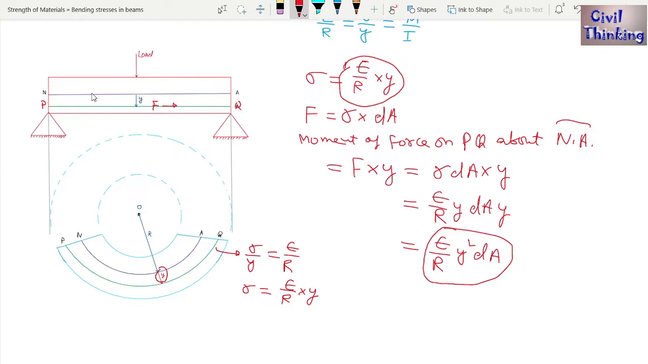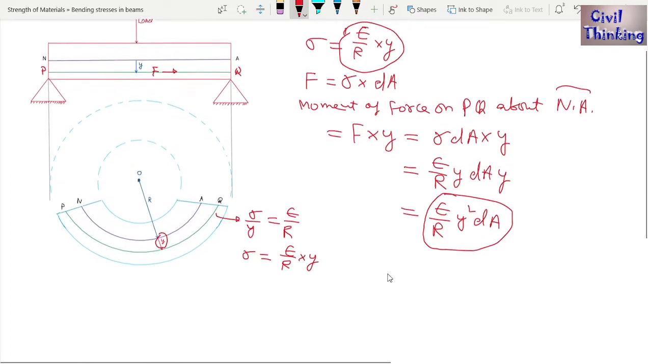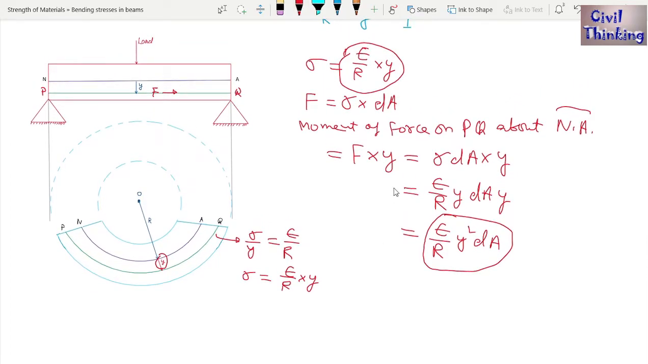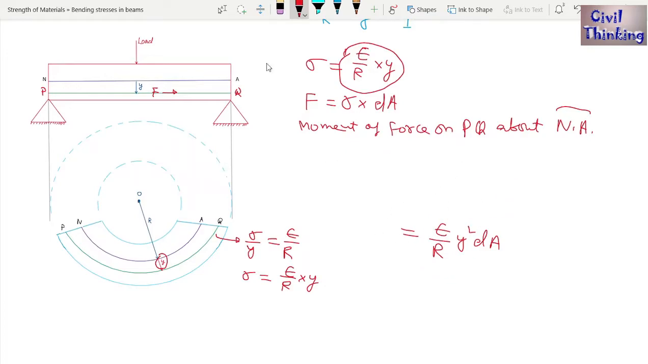The integration will give you the moment of all the layers, all the fibers, about the neutral axis. And the moment of all the fibers about the neutral axis is known as the moment of resistance. So I can write here: moment of resistance is equal to the integration of all of this, right?